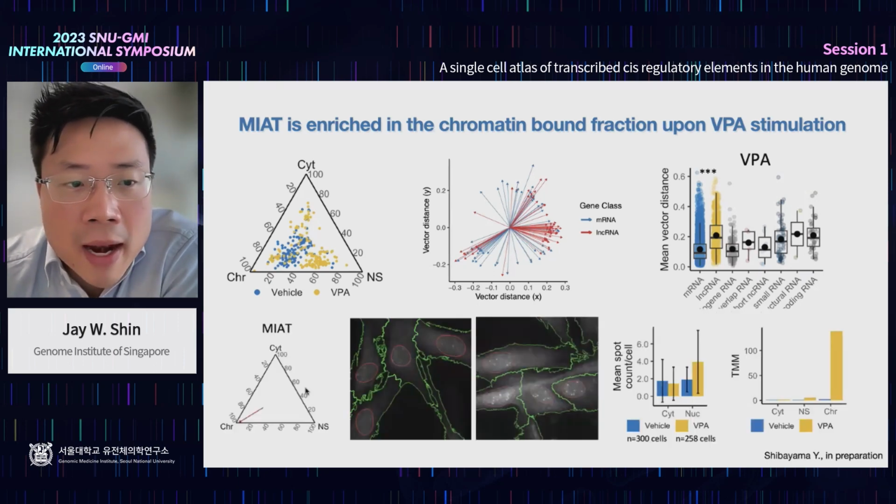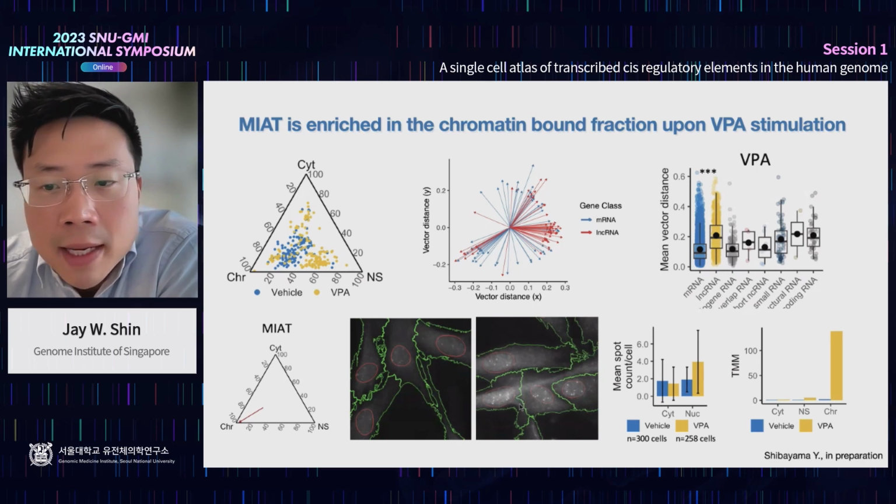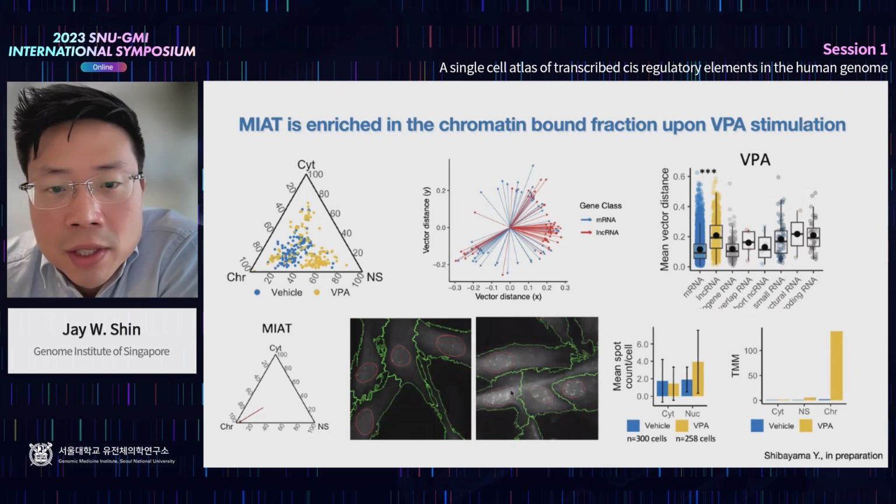And we were able to validate this using single molecule FISH, and one of these non-coding RNAs actually has a localization into the nuclear soluble fraction, moving abundantly across the nucleus upon the stimulation of BPA. Again, BPA is an HDAC inhibitor, which inhibits removal of acylation marks, and we see an enrichment of this non-coding RNA called MIAT in the nucleus.